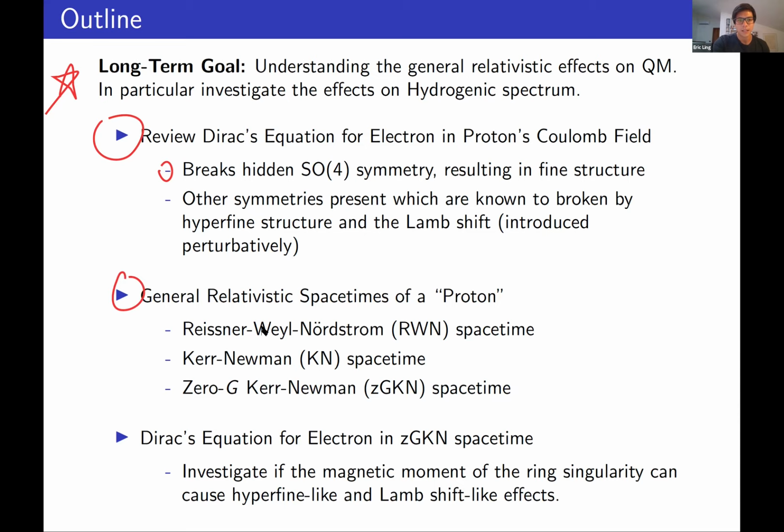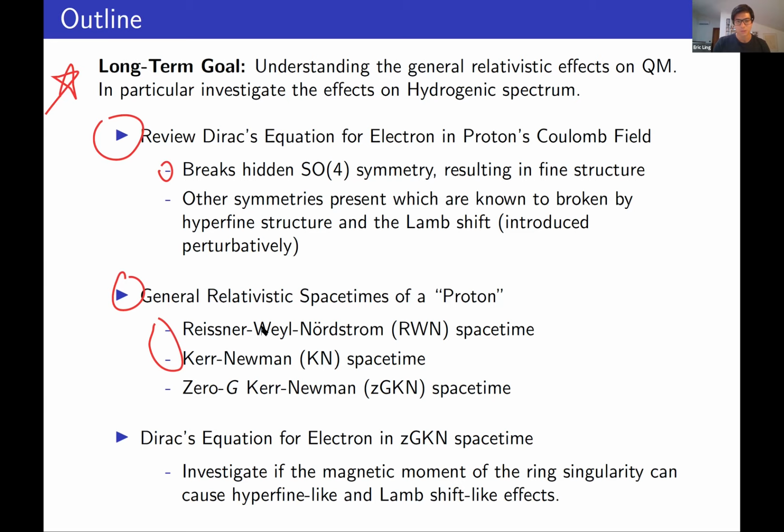These are the Reissner-Weyl-Nordström spacetime and the Kerr-Newman spacetime. Now, the Reissner-Weyl-Nordström spacetime has a timelike singularity with an associated charge, but no magnetic moment. The Kerr-Newman spacetime has a cylindrical timelike singularity with an associated charge and magnetic moment, but it has causal pathologies, namely closed timelike curves, which make the solution somewhat unappealing.